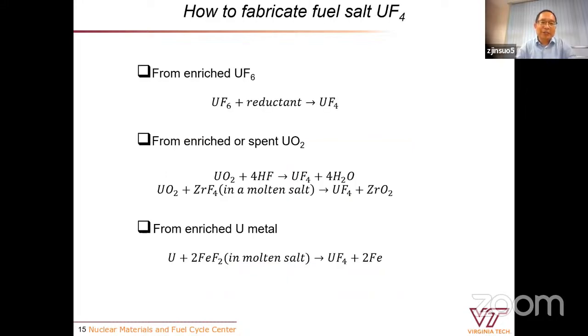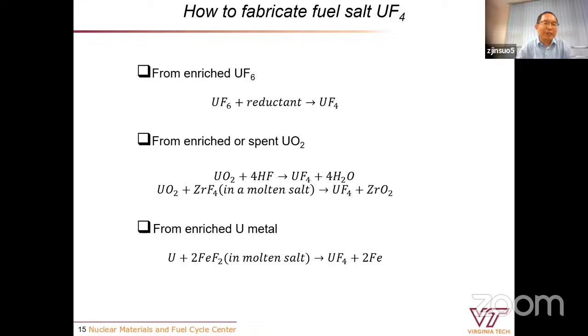So we know, at least I lectured, how to fabricate our solid fuel. How can we get the liquid fuel? The main liquid fuel compound for fluoride salt is UF4. UF4 is more stable than UF3 in your salt. So we can use three processes. For example, if you have enriched UF6, you can react UF6 with a reductant, which can be hydrogen, and then you reduce it to UF4. Chemically, this is theoretically possible.